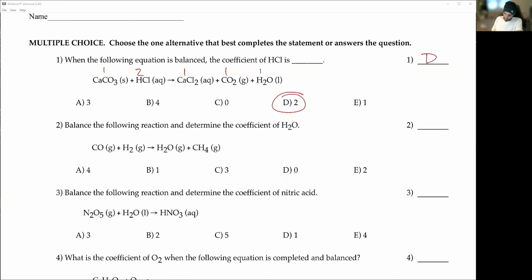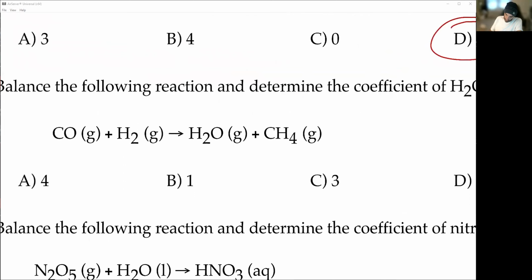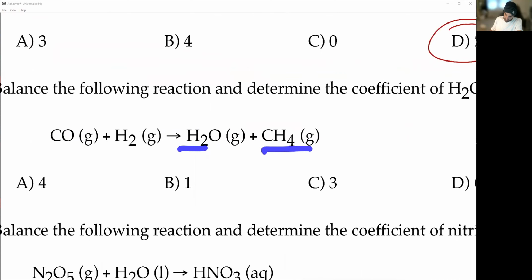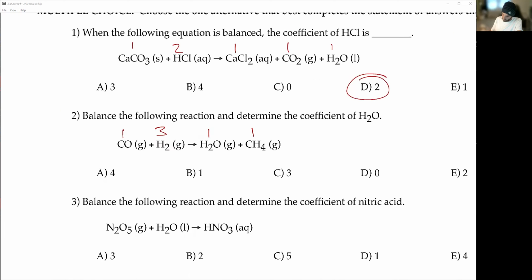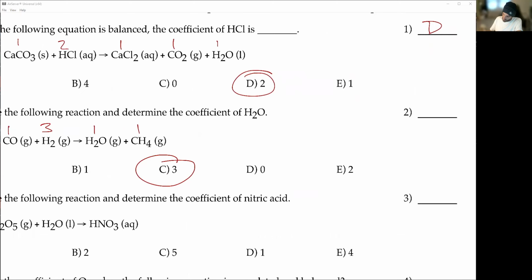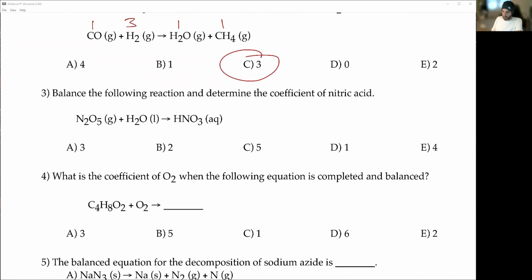Balance the following reactions to determine the coefficient in front of water. Again, we're just going to end up going back and forth. There's one carbon, one carbon, one oxygen, one oxygen. There are a total of 6 hydrogens, and there's just 2 hydrogens there. So 3 in front of that one, and everything should be balanced. So what's the coefficient in front of water? Should be C.